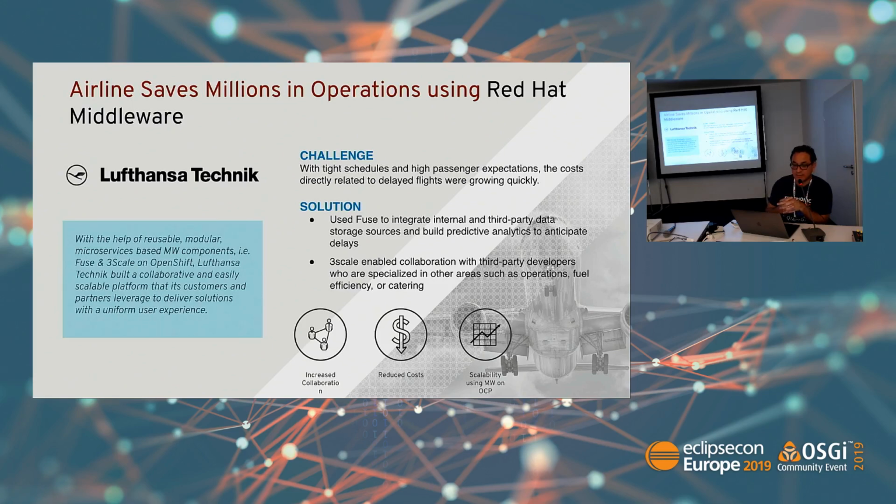This is an example of an organization that is using Red Hat Integration. Lufthansa Technik is a German company, and they are using 3scale and Fuse, and they were able to put a service together that they can share with partners. So this has increased the level of collaboration with third-party developers, and they've been able to see reduced costs and also scalability using our middleware on OCP. OCP is OpenShift, has been another benefit that they've seen.